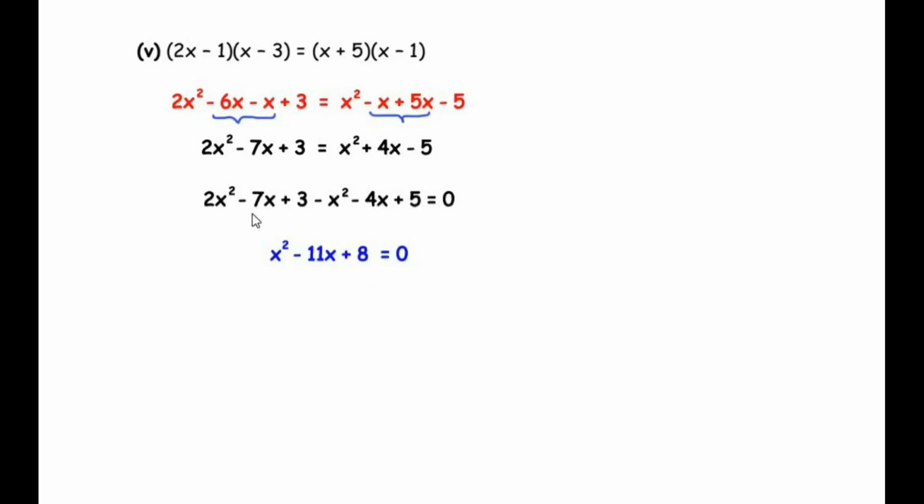Now let us gather the like terms. That is 2x square and minus x square, they are like terms. So they will get subtracted to give us 1x square. Now negative 7x and negative 4x are like terms with the same signs. So they will get added to give us negative 11x. And positive 3 and positive 5, they both are constants. So they will add up together to give us positive 8 equal to 0.